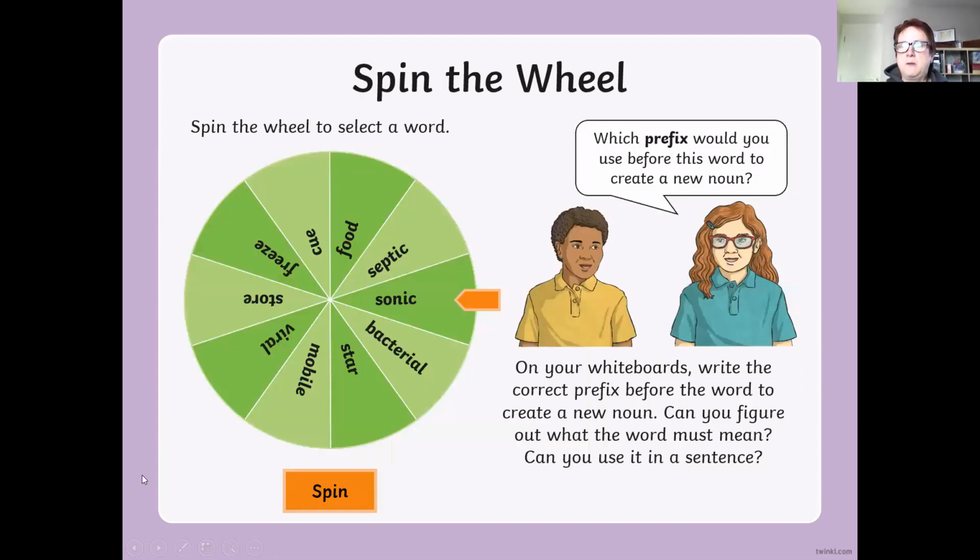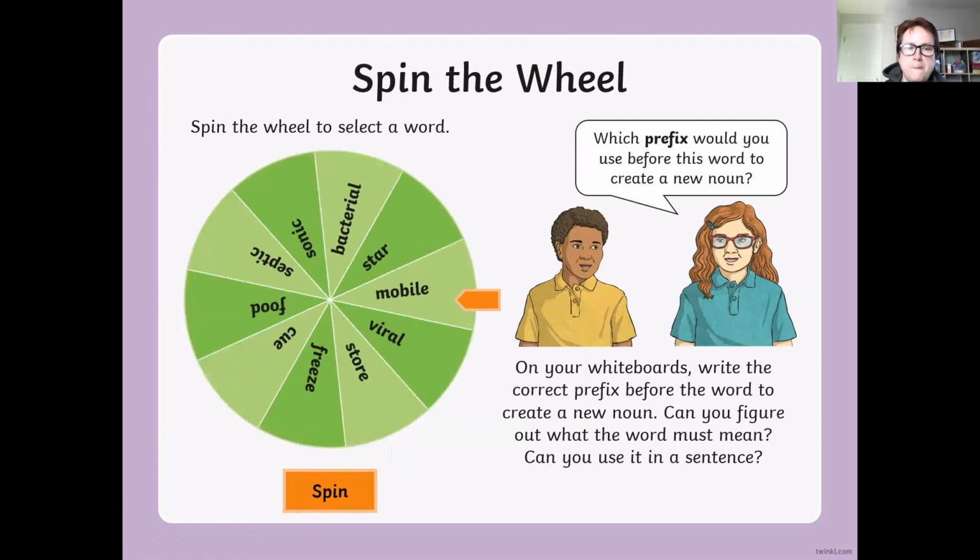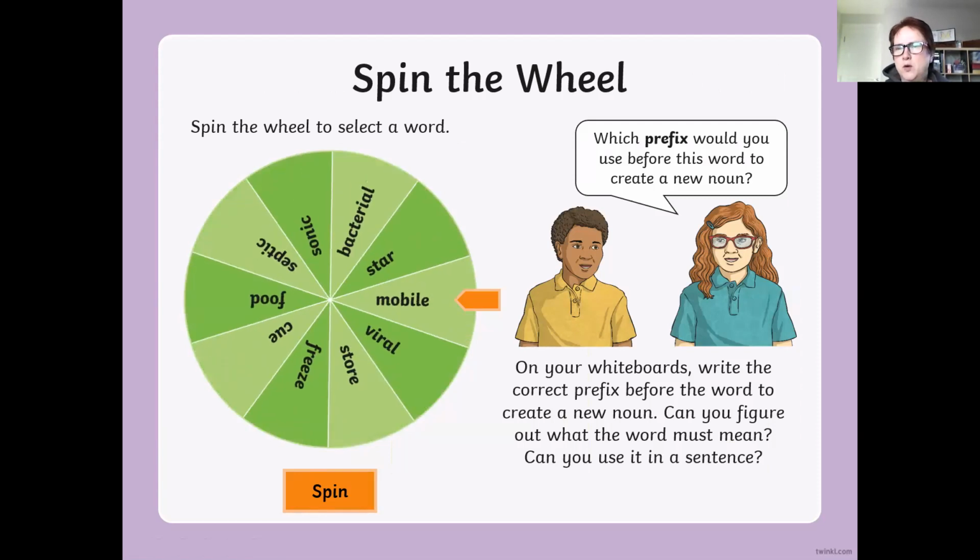So let's go for my little spin the wheel. I'm going to spin the wheel and we're going to stop on a word and we're going to see which one of our anti, super or auto would fit with the word. Mobile. Supermobile, automobile, anti-mobile. None of them sound right, but one of them, if I change how I say it, automobile, then we get it. So that's a tricky one, that one, automobile.